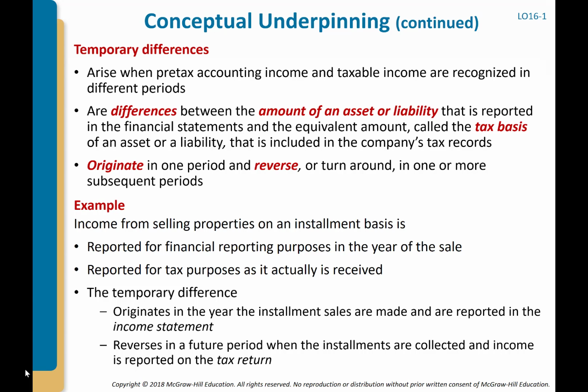Okay, so what happens? A temporary difference originates in the year the installment sale is made and reported in the income statement, and it reverses in future years when what? When we actually collect that cash and finally report that for tax purposes. Now, the way they're describing this is going to result in a deferred tax liability, because what? We're sitting there and we're saying, hey, we've earned this revenue. It's part of our income. And if you multiply that by the tax rate, that's our tax expense. But we're not going to pay that until what? Future periods when we actually have to report it to the IRS for tax purposes.